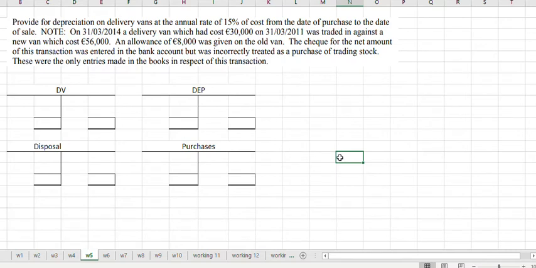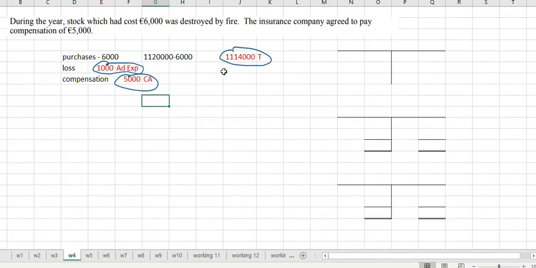So a few things we have to do here. First of all, we get our opening balance for delivery vans, for depreciation, and for purchases. Now, we go to the last note for purchases, 111,400. I'm going to cross that out because we're not going to use that again.